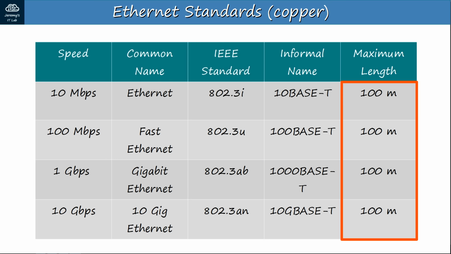Finally, the maximum cable length. Notice that all of them are 100 meters. That's the maximum length for twisted pair cables as defined in Ethernet, for performance and technical reasons.